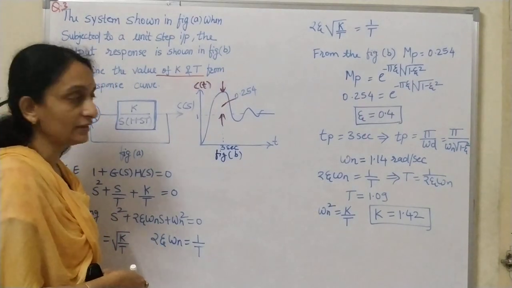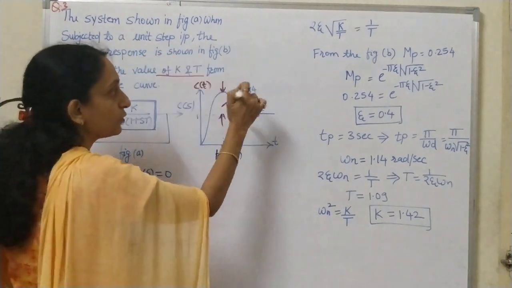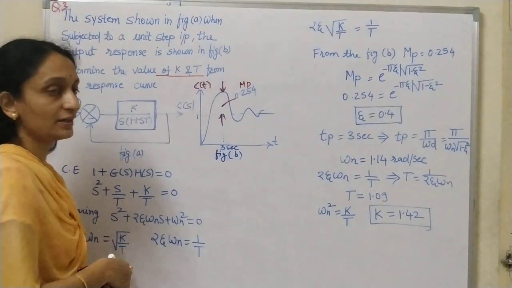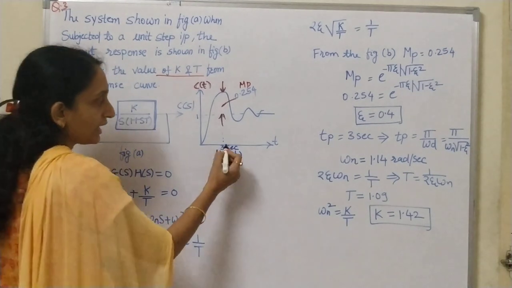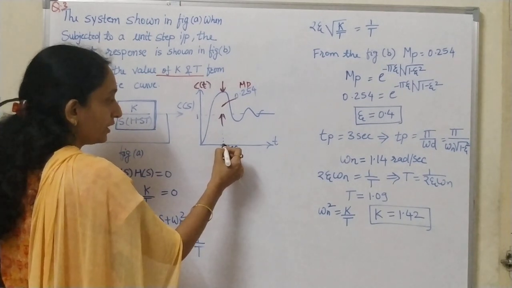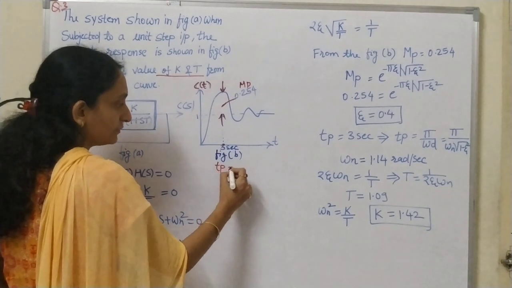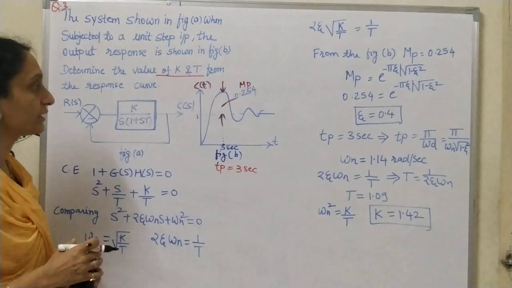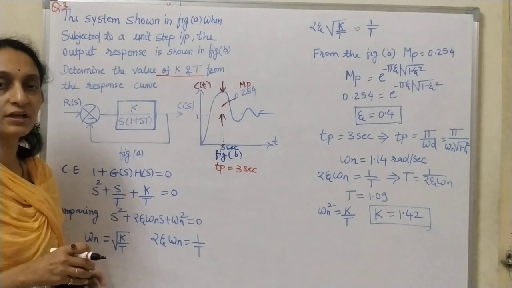We know that the normalized difference between these two values is called the peak overshoot. So from figure B, whatever data is given is related to the peak overshoot, Mp. And see the time corresponding to the first peak overshoot. Look at this point. The time corresponding to the first peak overshoot is called Tp. So the data given is Tp equal to 3 seconds. From figure B, two values are given: first, the peak overshoot, and second, Tp, that is, the peak time, given as 3 seconds.